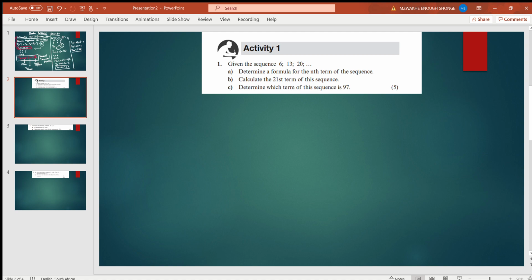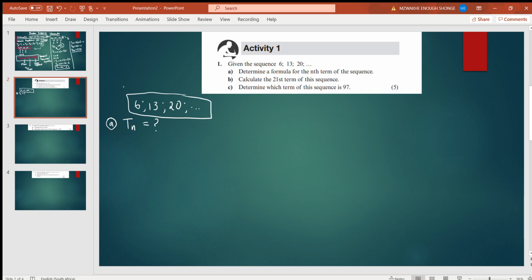So activity number 1, let me use a different color. Okay, white is fine. Activity number 1 says, given the sequence 6, 13 and 20, A, determine the formula for the nth term of the sequence. So what is the formula for the nth term? They're looking for Tn of that sequence.